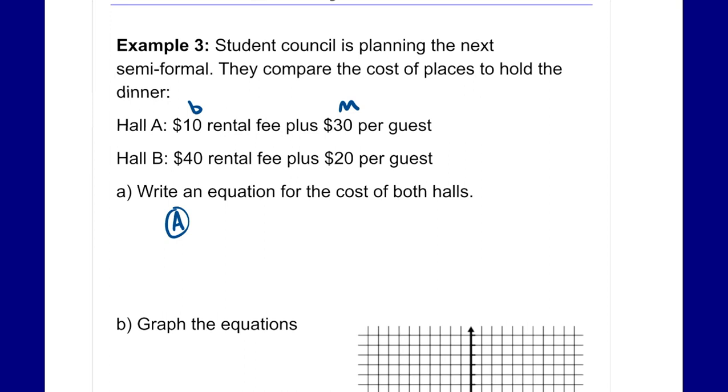It doesn't change. So for A, y equals 30x plus 10. Now, if you wanted to, you could change the variables to make it more applicable, right? So you might have cost equals, or C equals 30 times G for guest plus 10, but it doesn't really matter as long as you're using two variables. For Hall B, y equals, again, based off Hall A, $20 is our M, $40 is our B, so 20x plus 40. Those are the two equations.